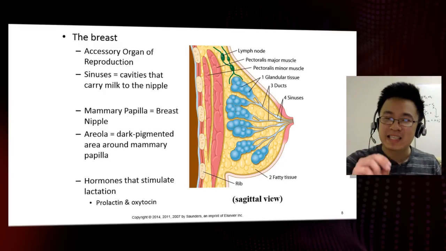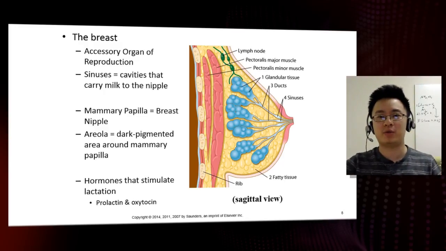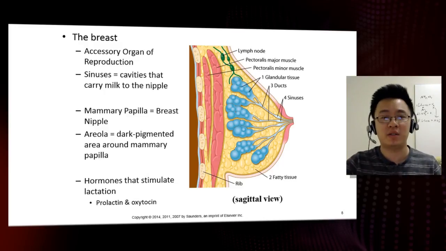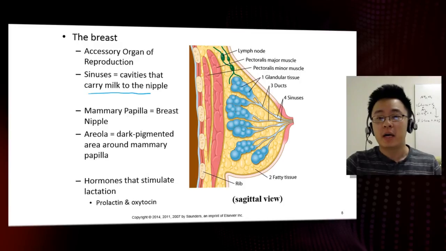So women indeed definitely have the pectoralis major and minor muscle. It's just, of course, as you can see in our diagram, it is covered by the breast tissue. So I just want to make sure that's clear. Now we have these structures known as sinuses, which are cavities that carry milk to the nipple. Here are those sinus structures right over here.